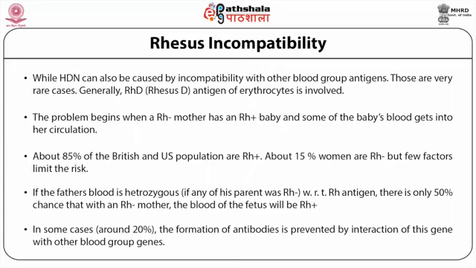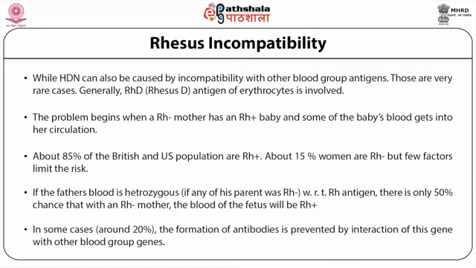About 15% of women are Rh negative, but a few factors limit the risk. The leakage of the Rh positive baby's blood through the placenta into the mother's circulation does not occur in adequate amount to initiate an immune response. Not all mothers produce anti-Rh antibodies.